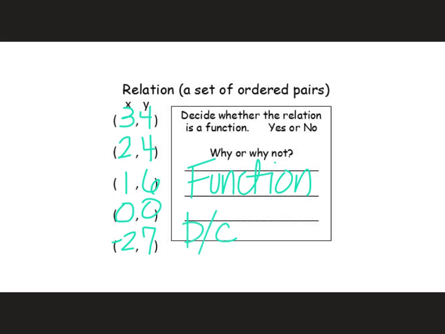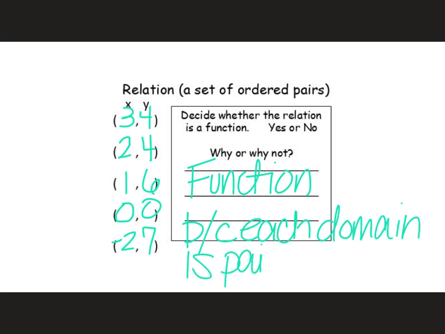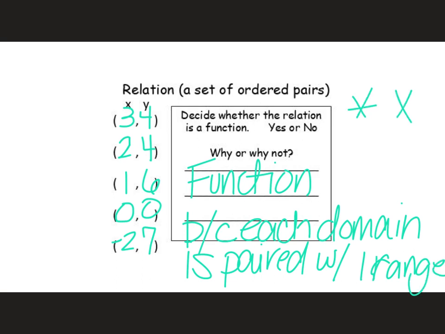because each domain is paired with one range. And of course, this also means the x's do not repeat.